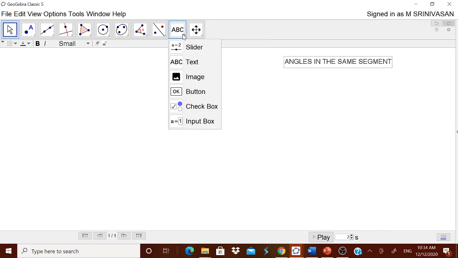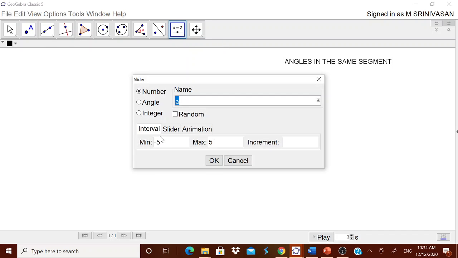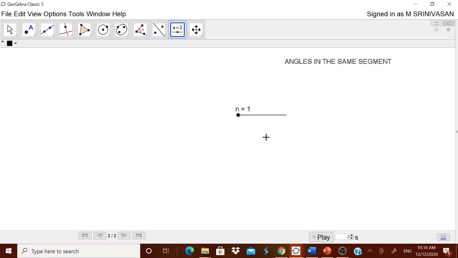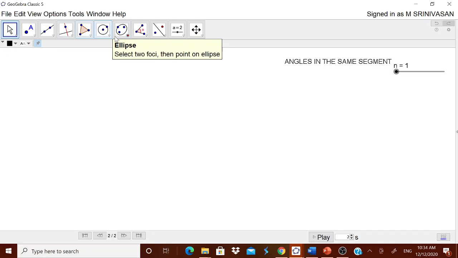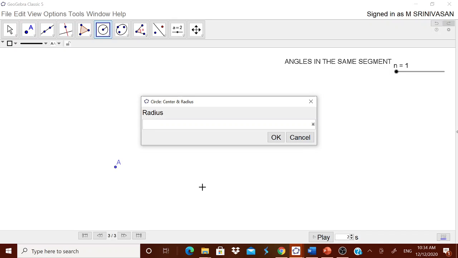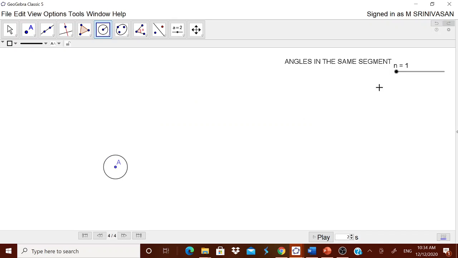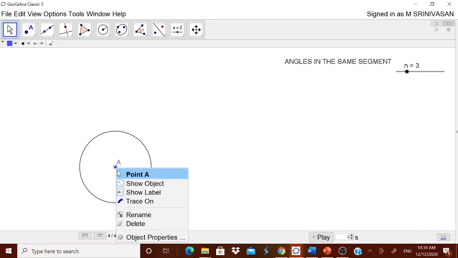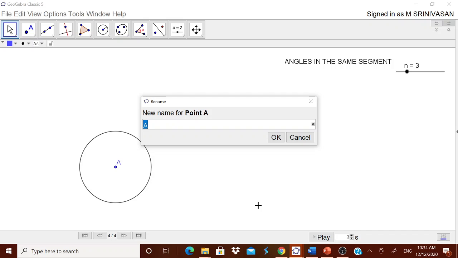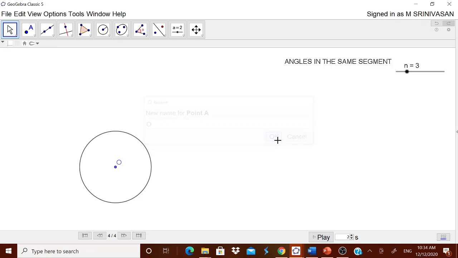Well, now for the circle, it is not required, but I am taking an integer slider from 1 to 10 with increment 1, so that I can increase the radius of the circle and tell them that for different circles also the idea is the same. Now let us try to draw a circle. We will go for a circle with center and radius. We'll put it and it will ask for the radius. I will type small n, so that when I move the slider, it will automatically change. Now normally the center of the circle is termed as capital O, therefore we will rename it.